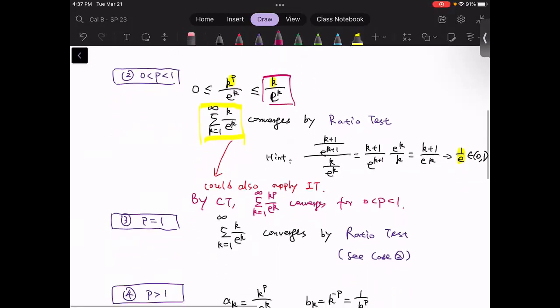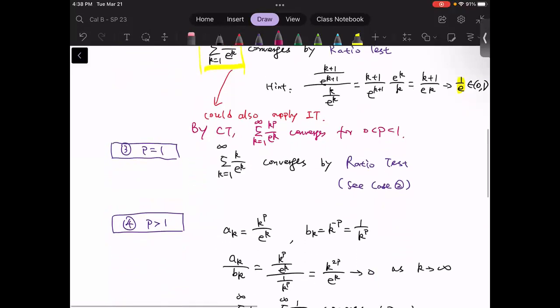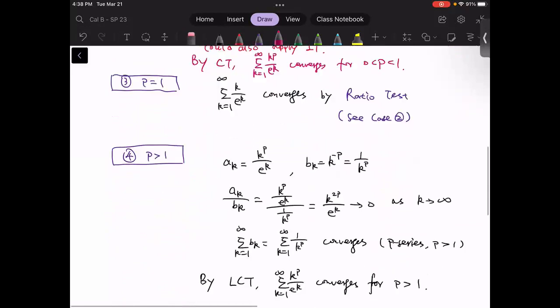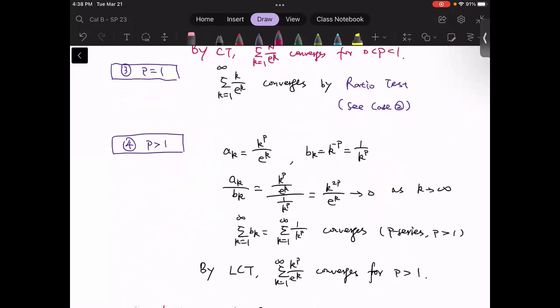Similarly, we consider p equal to 1, and then it turns out that this is just part of case 2 there, right? So we will have the convergence state. The last case will be p greater than 1. Here, we can apply a slightly different technique. Then we need to choose the b_k like in this one, and then consider the ratio between a_k and b_k, and evaluate the limit. It turns out that it will be 0.